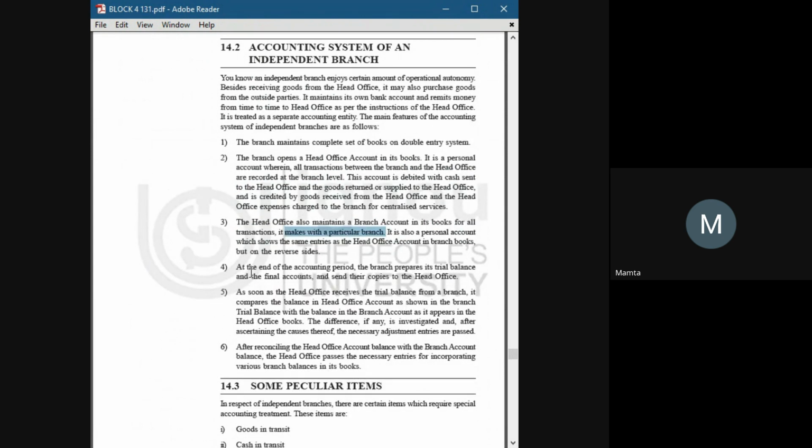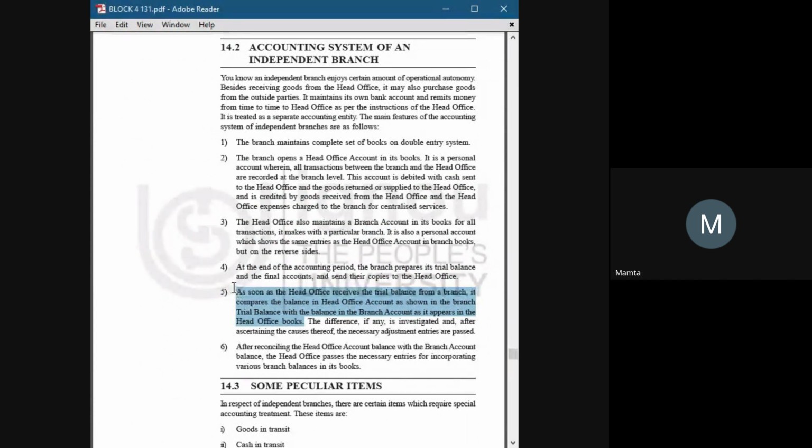At the end of the accounting period, the branch prepares its trial balance and final accounts and sends copies to head office. As soon as head office receives the trial balance from the branch, it compares the balance in the head office account as shown in the branch trial balance with the balance of the branch account as it appears in the head office books.